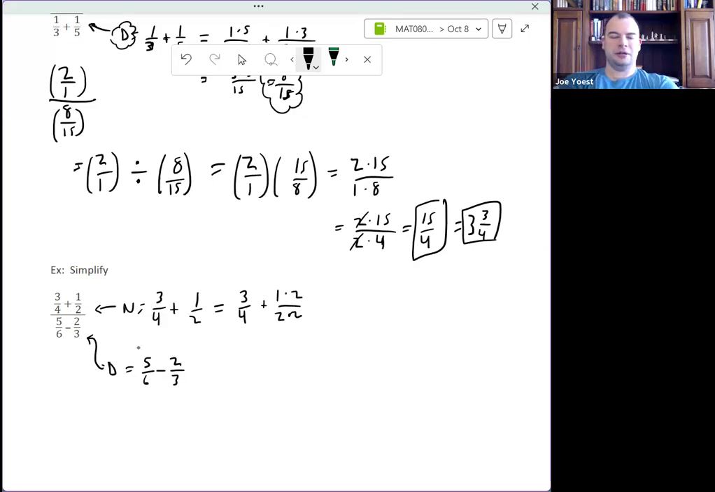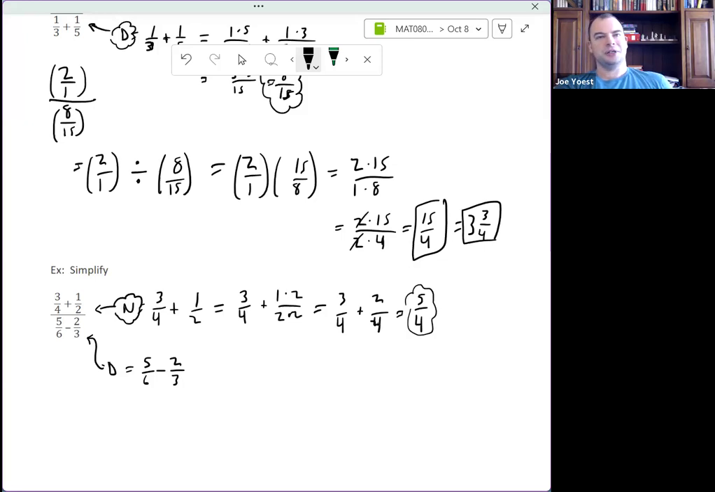So I need to multiply the denominator of the 1/2 by 2 to get 4. And that means I better multiply the numerator by 2 as well, so that I'm respecting my equivalent fractions property. So this is 3/4 plus 2/4. That gives me 5/4. So that is what my numerator is, 5/4.